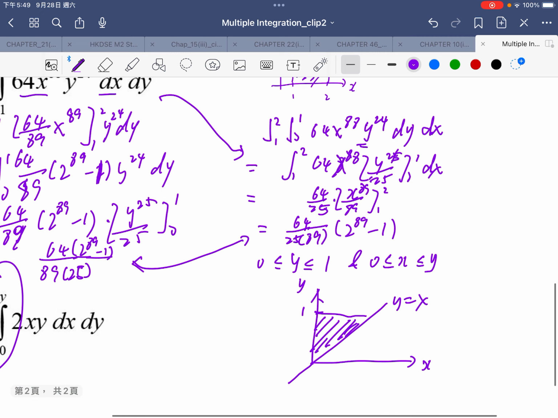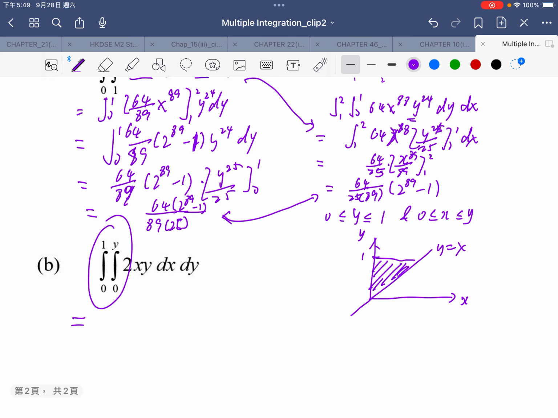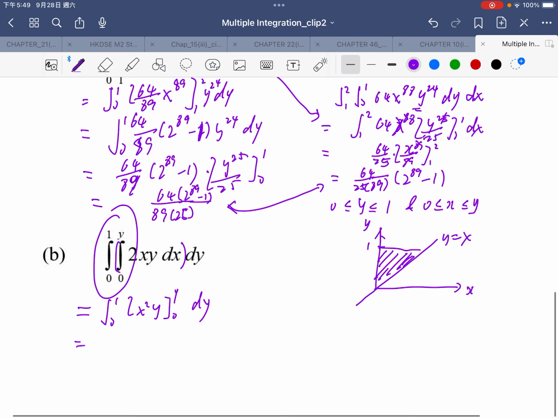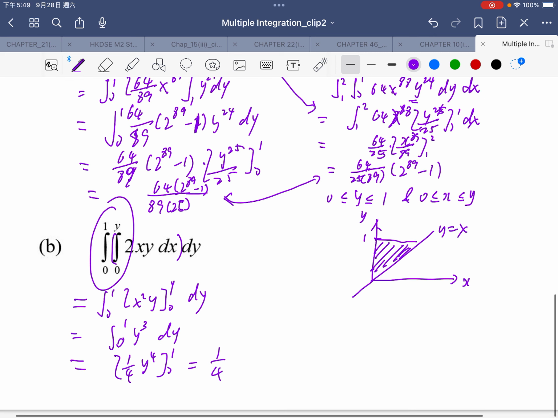Okay, then for the second one, we have a priority in the integration. We have to integrate the function of x here. Therefore, for the integration of x, that means x squared y, assign the values 0 and y, then y cubed. Integrate y cubed is 1 over 4 y to the 4. Then the answer is 1 over 4.